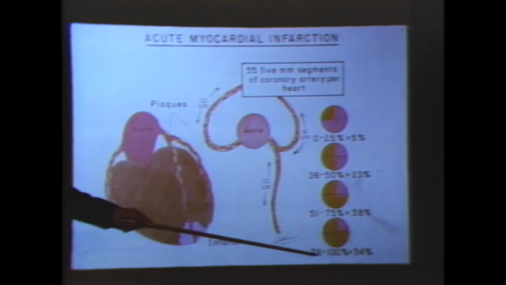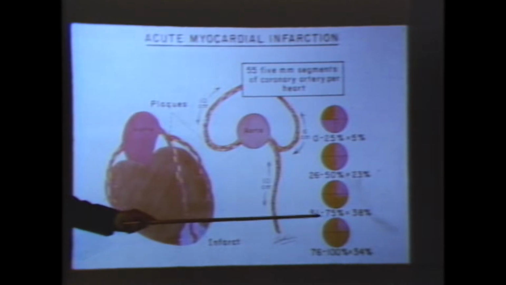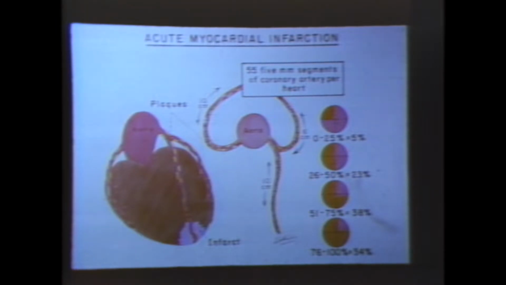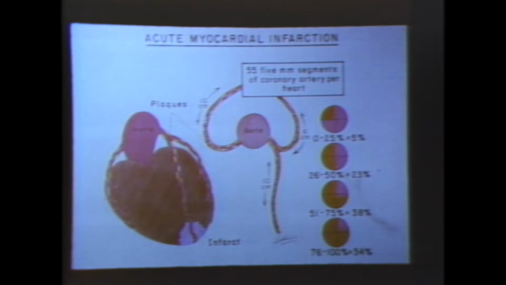The percent of segments, so this is based on 27 patients, narrowed 76 to 100%, 34%, and percent segments narrowed 51 to 75%, 38%, and only 5% were narrowed to 25% or less. One of the things that this points out is that coronary atherosclerosis is a very diffuse process. To believe it's a focal process is to believe a myth.